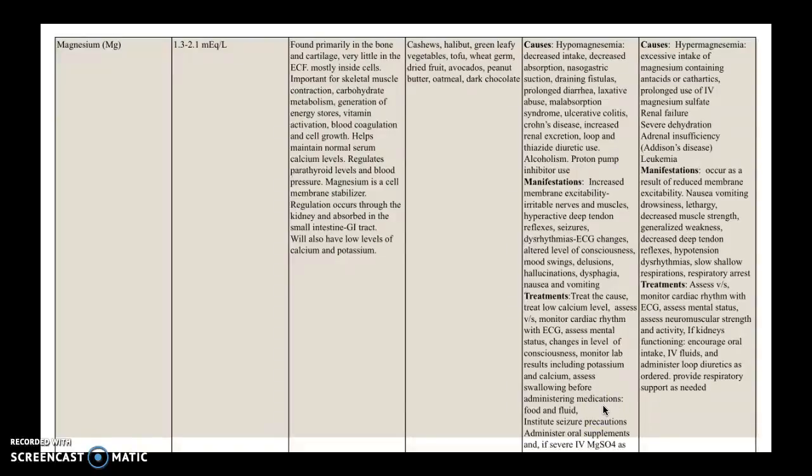Okay, so for hypermagnesemia, the high magnesium, again, some similar things. They still need to be monitored, their cardiac rhythm, and assess their neurostatus, their mental status, neuromuscular strength. If their kidneys are functioning, you want to increase fluids. And you may give a diuretic to help with excretion. And if the respiratory muscles are affected, you may need to help do some supportive action there.